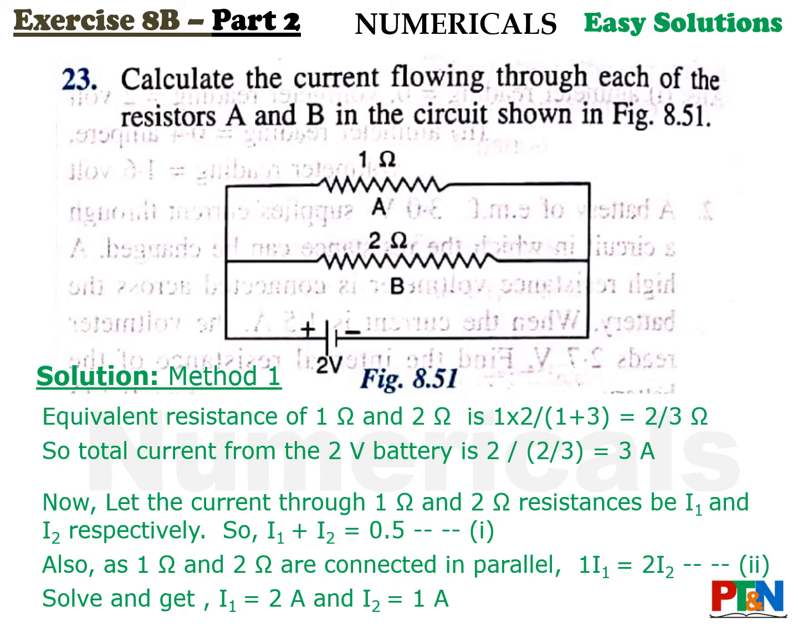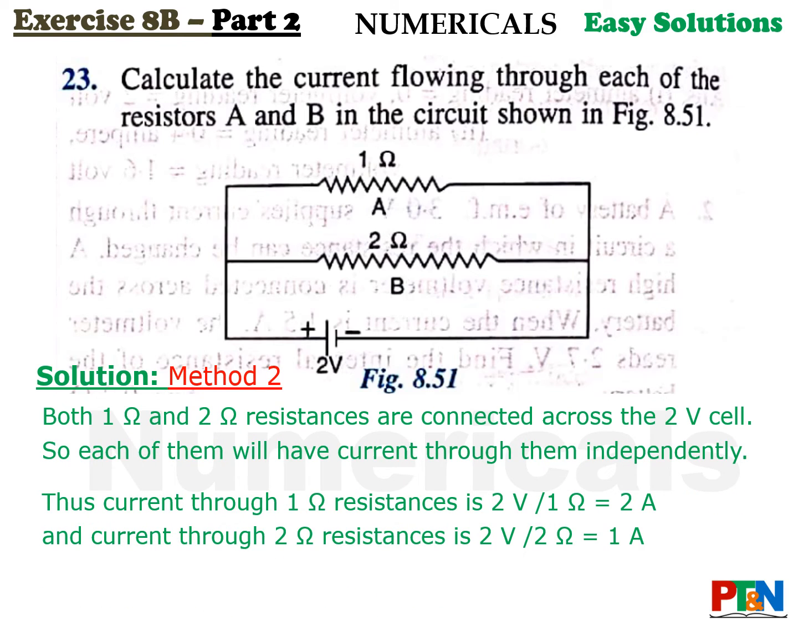We have formed two equations and solved it. Now let's look at method 2. In method 2 it says, see this 2 volt battery, its 2 terminals are connected across the two ends of the two resistors. So each of the resistors will take current independently.